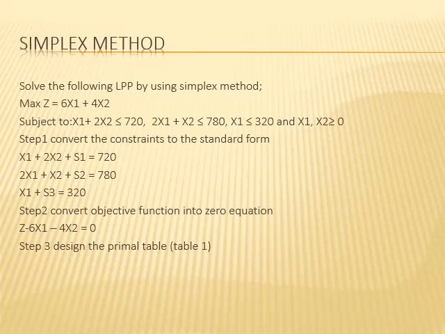So this problem deals with two decision variables, x1 and x2, and the parameter for x1 is 6, which indicates the profit of 1 unit of x1, and the parameter of x2 denotes the profit of 1 unit of x2.